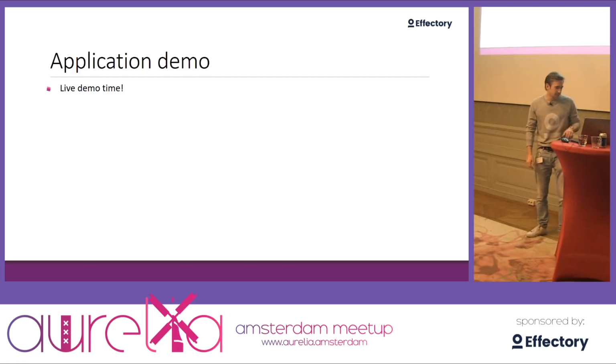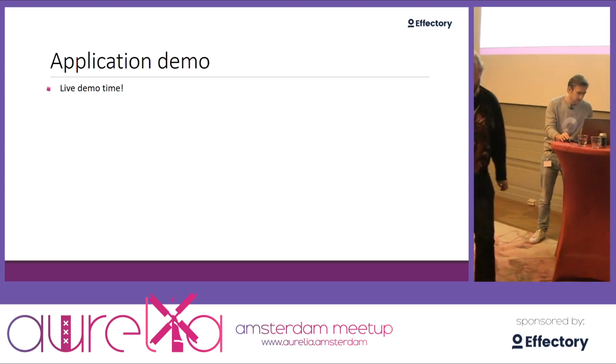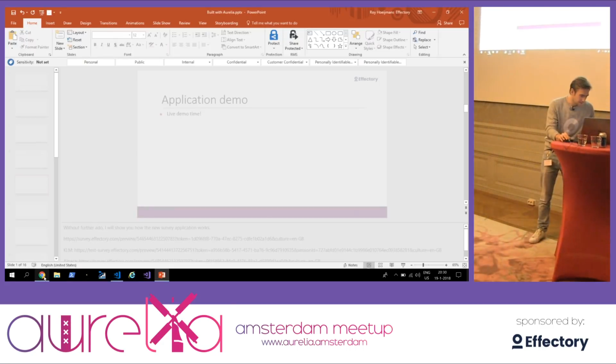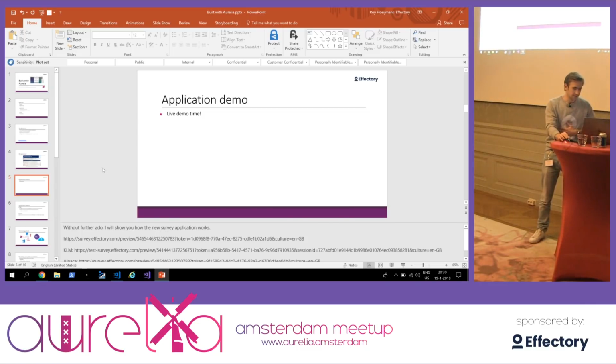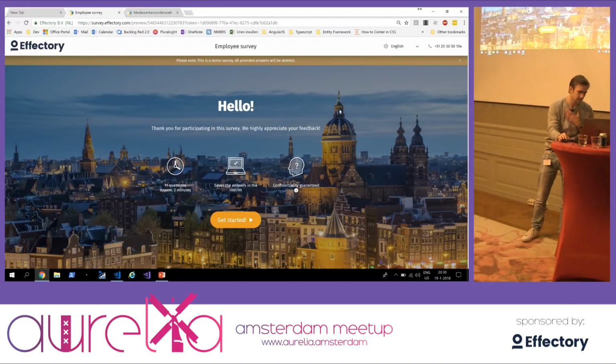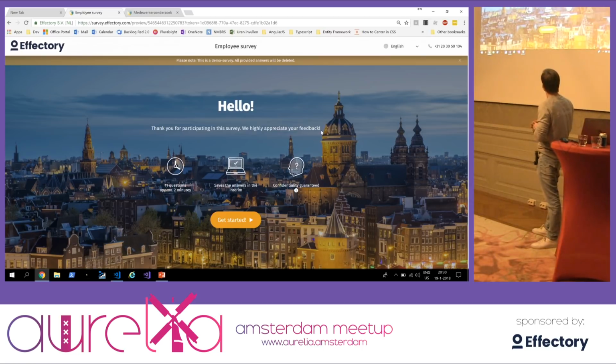So without further ado, I would like to show you what the new application looks like. So how it works: each employee in the organization gets a private link, and then when they go to that link, they have their questionnaire, and it's anonymous. So this is what an employee might see when they open their link. This is the homepage, where you say, hello, thank you for participating. It tells you how many questions there are.